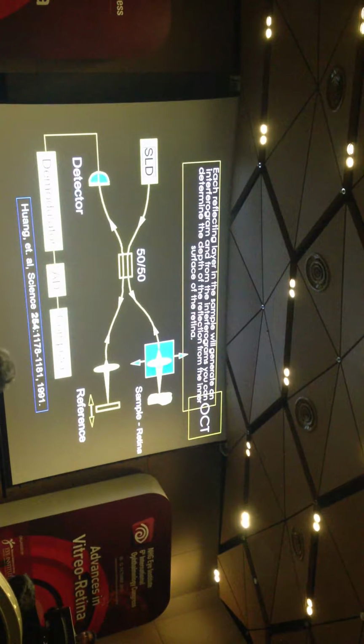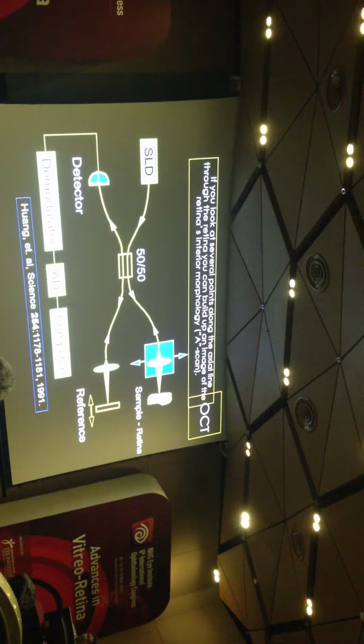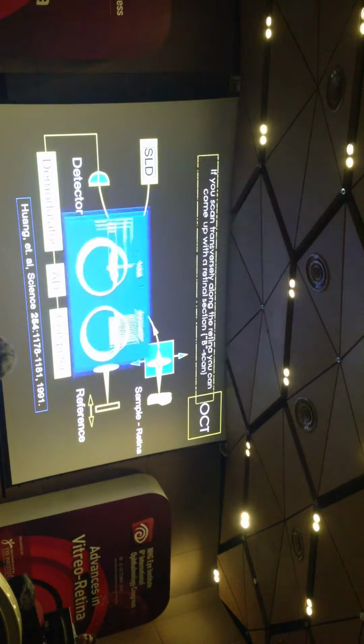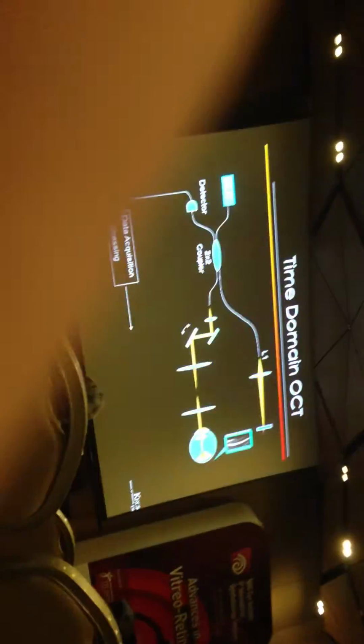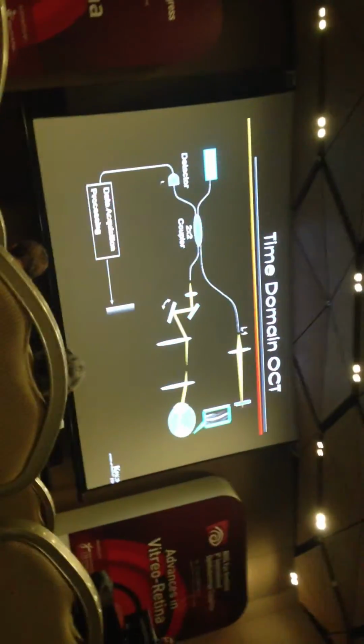And each reflecting layer will generate a type of interferogram, which can then be demodulated by the software. So if you look at several points, again, you can get your A scan by moving the mirror back and forth to know your depth, but if you put them together, you can essentially construct a B scan. And that's the basic principle of time-domain OCT.